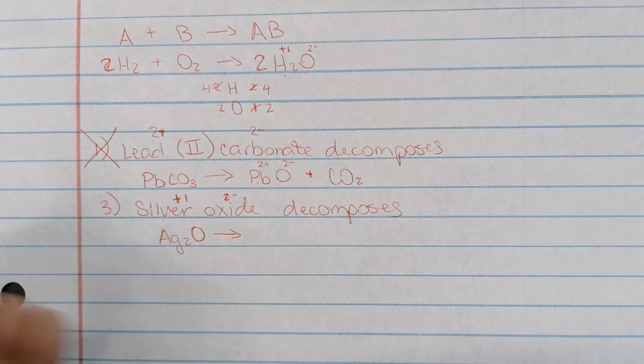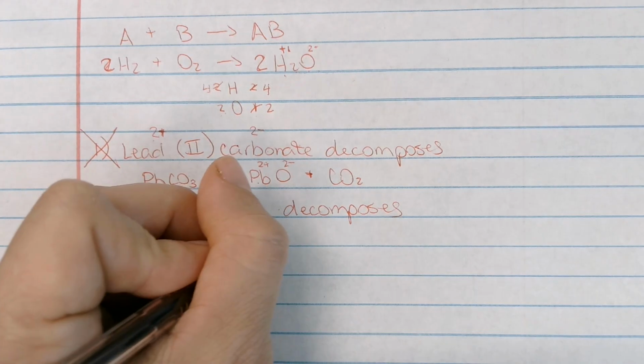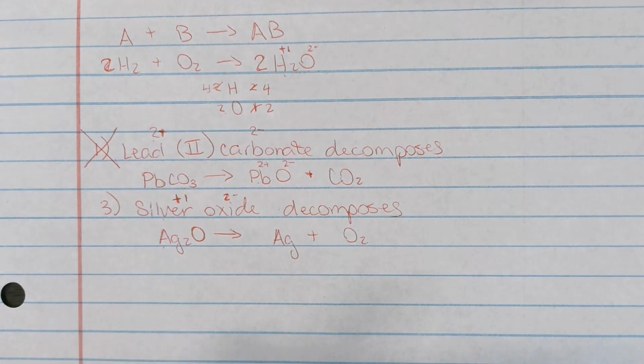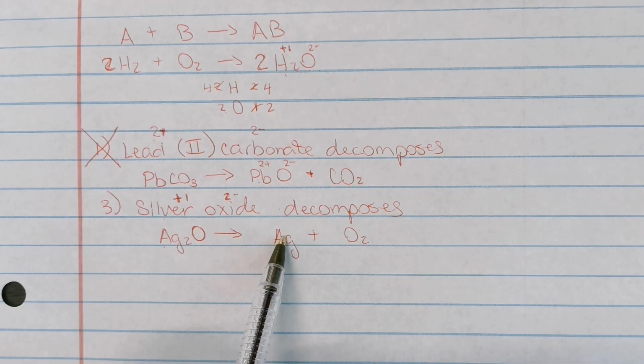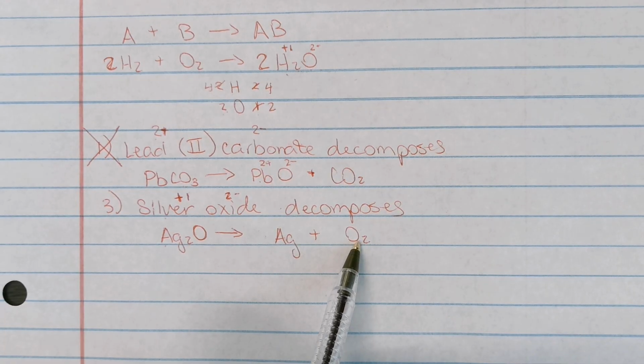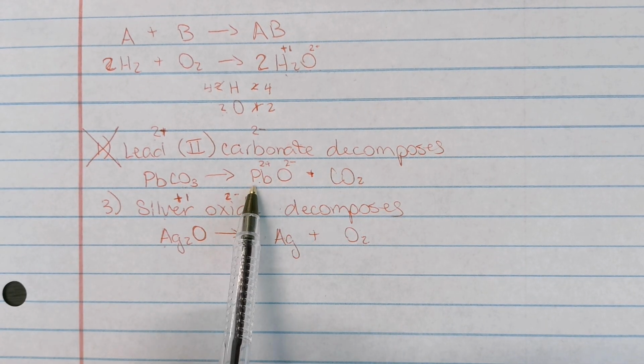When it decomposes, silver is a stable metal, so it's going to make Ag plus oxygen gas. Because it's a stable metal, it's not reactive, so it'll make silver by itself, and then oxygen gas comes out. Carbonates will produce carbon dioxide and a metal oxide.